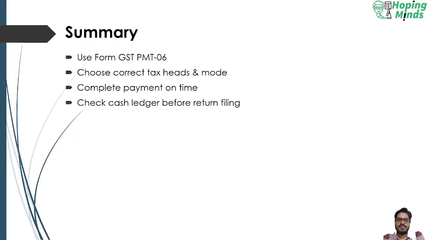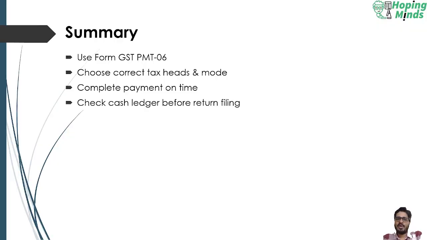So to summarize, use form GST PMT-06. For payment of any taxes, interest, penalty or late fee, the GST PMT-06 challan is used. Choose the correct tax head. That is, the taxes must be paid under the respective CGST, SGST or IGST, whichever is applicable. Also, the heads like interest, tax, penalty or late fee should be properly reviewed before making the final payment.